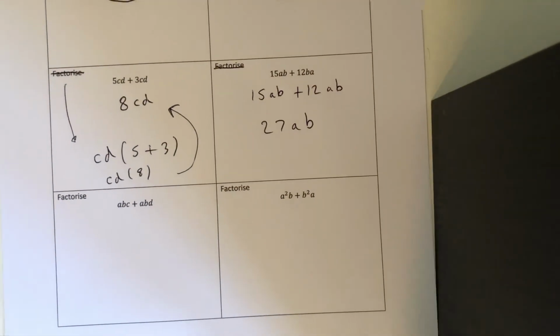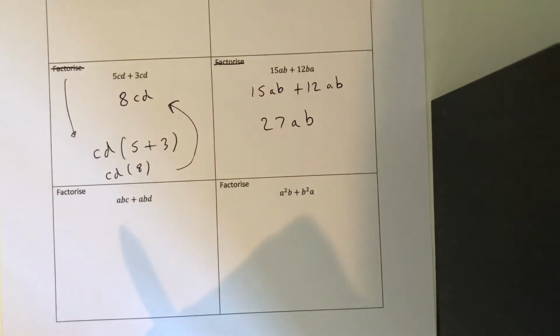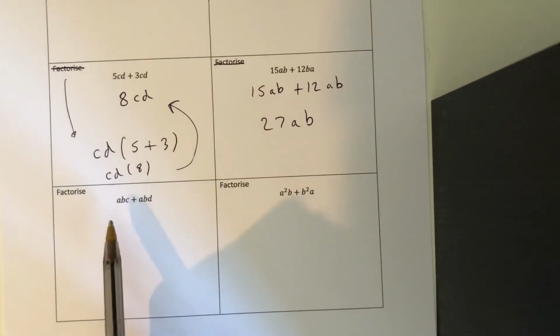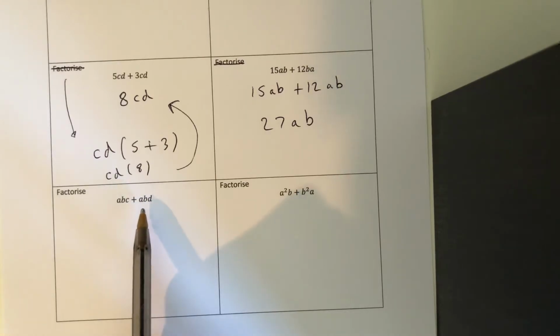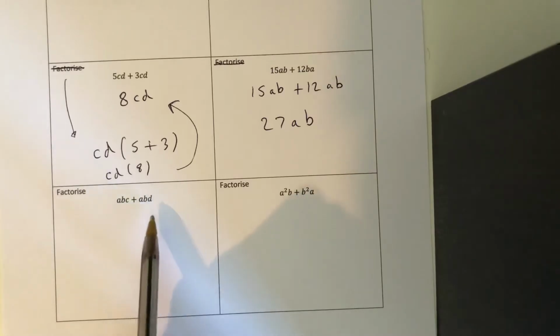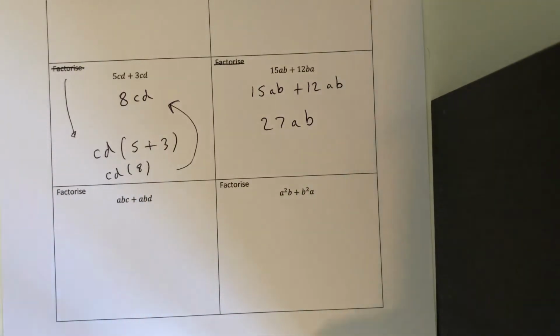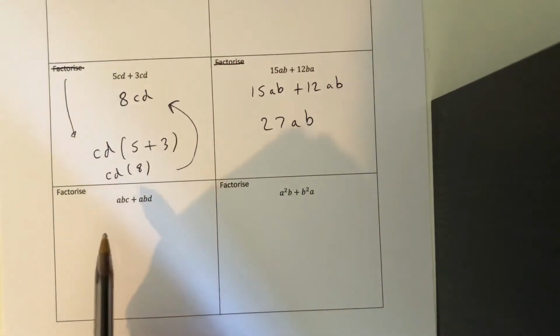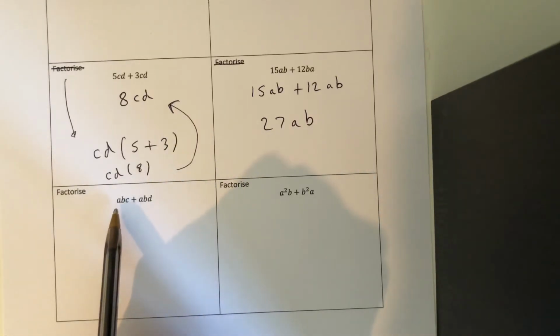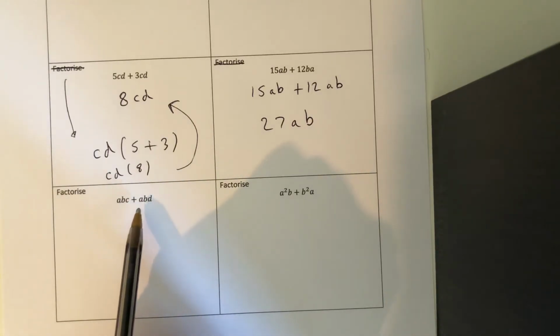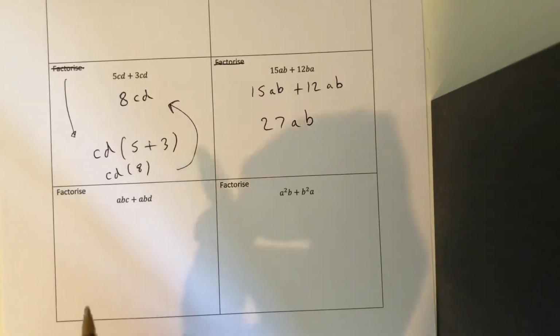Okay, this last one here, we've got ABC add ABD. This one, you are going to have to factorise. I'll tell you why, because ABC has things in common with ABD, but it's not the same. That's got a C, that's got a D. So in this case, we can't simplify it, we can't group like terms. But what we can do is say, what do they share in common? So this one's got an A and a B in it, and that one's got an A and a B in it. So that would be the common part.